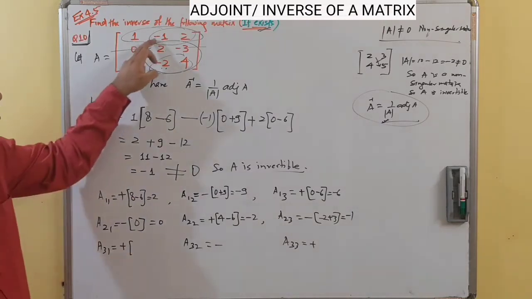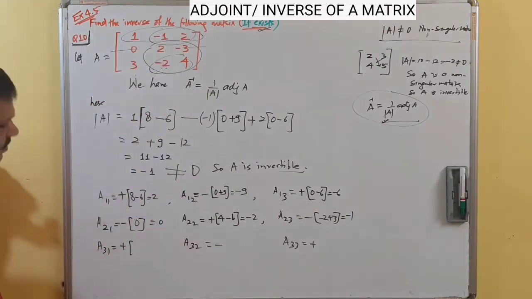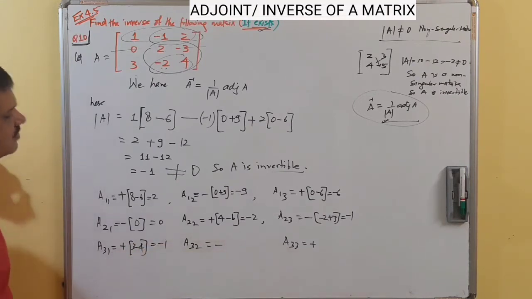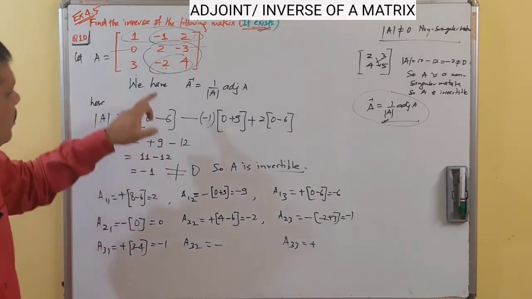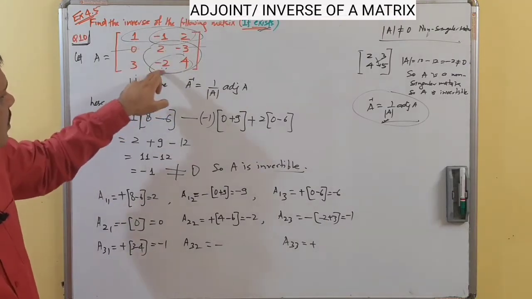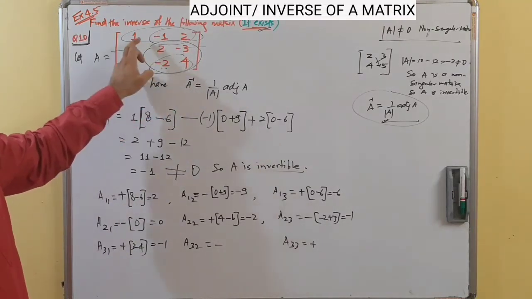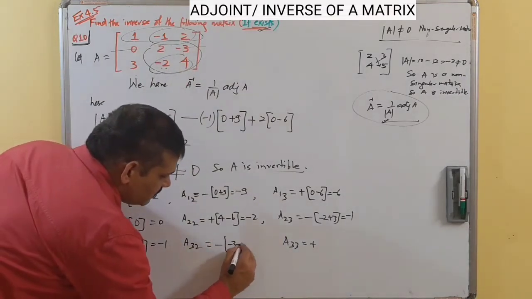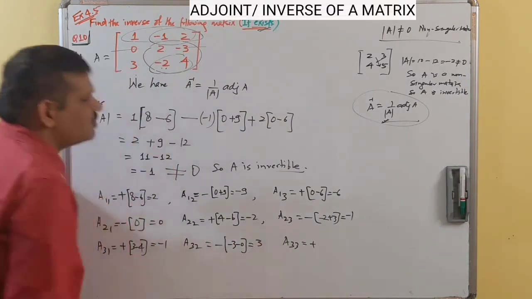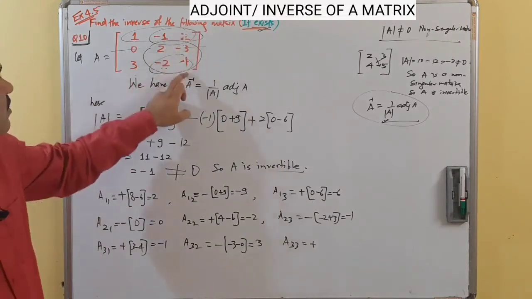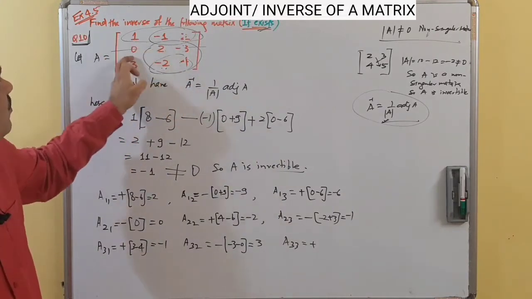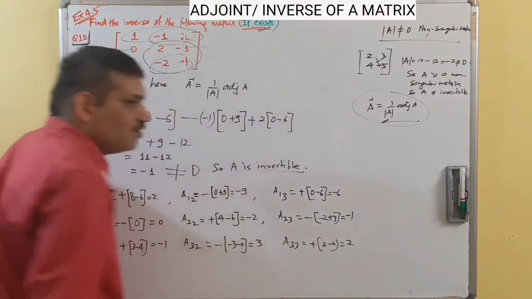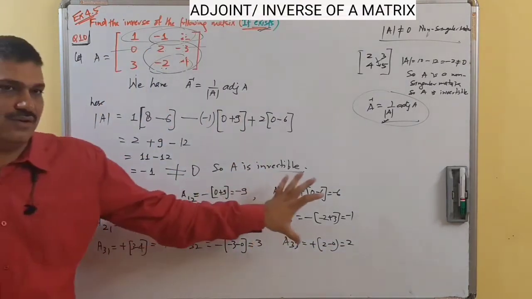Again for this, 3 minus 4, that is minus 1 multiplied by plus 1 is minus 1. Again here A32, if I talk about this, we will delete this row and this column, so we are here with minus 3 minus 0. So in a bracket minus 3 minus 0, that will give us plus 3. Finally for this element, eliminate this row and this column, so 2 minus 0 will give us 2. So in 3 lines we can do it.